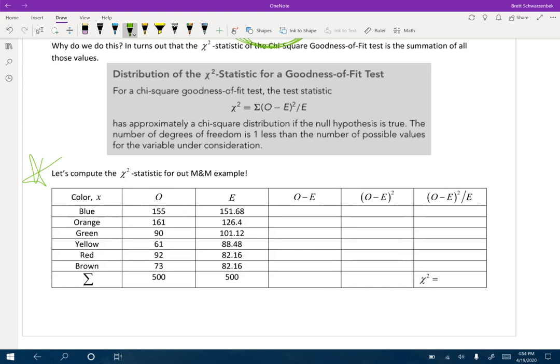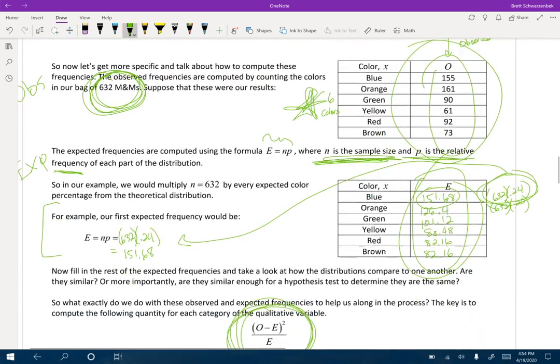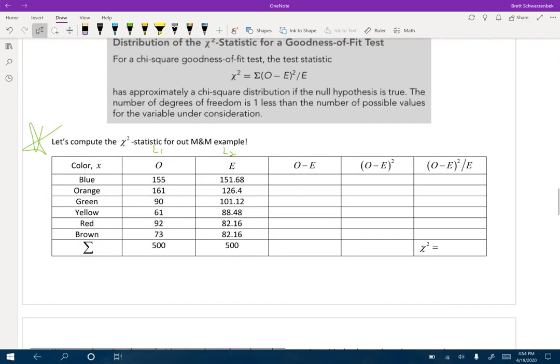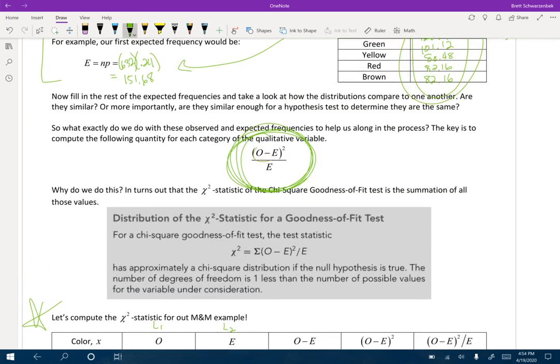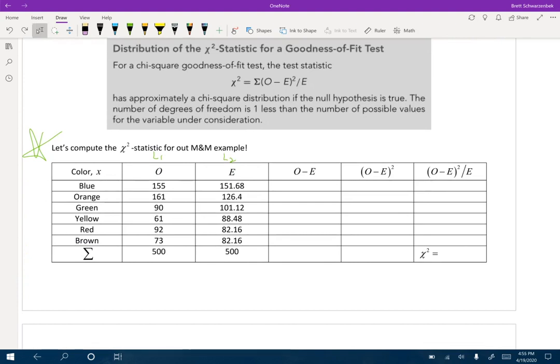So again, what could we do here? We could use the lists if we wanted to. Hypothetically, we could put O in L1, E in L2, and by the way, these are just the numbers. I just copied this and this down. We need to find O minus E, which is in the numerator of this right here, sorry, I misspoke. So we would do O minus E, which clearly would be L1 minus L2.